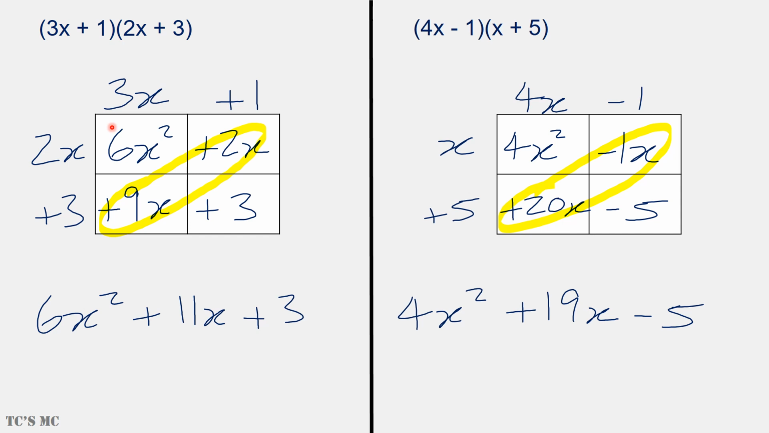You should notice that the 6 and 3 and the 9 and 2 give you the same product. They give you a product of 18. And this is the same for the 4 and minus 5 and the 20 and minus 1. They both give you a product of minus 20. This is very important when it comes to factorizing. Now I'm going to factorize.